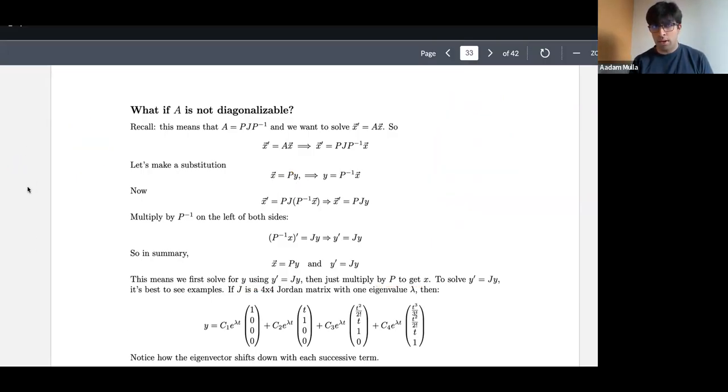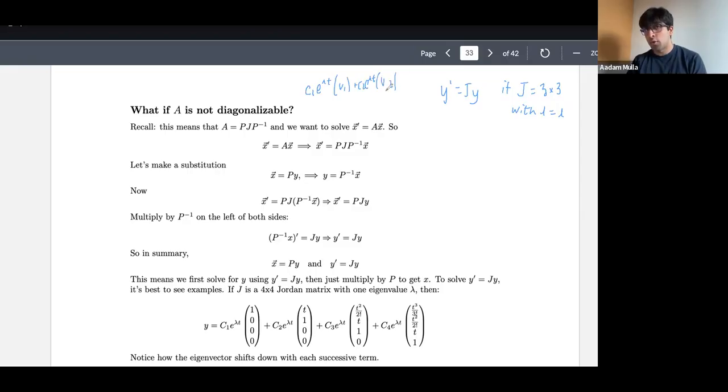Okay? So, how do we solve y prime equals Jy? This is the most confusing part, in my opinion. Let's use this color. So we want to solve y prime equals Jy. Then there's an example underneath. But this depends on what J looks like. So if J is, let's say, 3 by 3, a 3 by 3 block with eigenvalue lambda itself, what does y look like? Before, for x prime equals Ax, our solutions were like c1 e to the lambda t times eigenvector, c2 e to the lambda t times eigenvector.